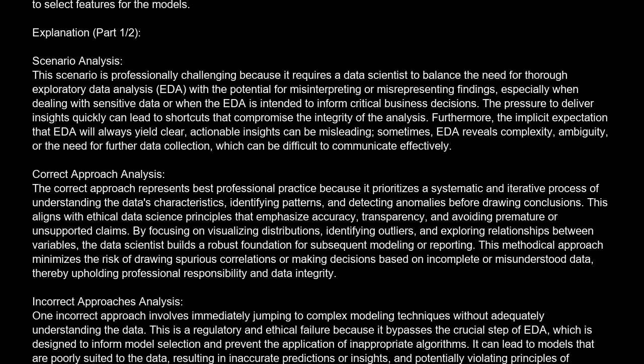The correct answer is C. Begin by immediately applying advanced machine learning algorithms to predict churn, using the EDA phase primarily to select features for the models. Explanation: scenario analysis.